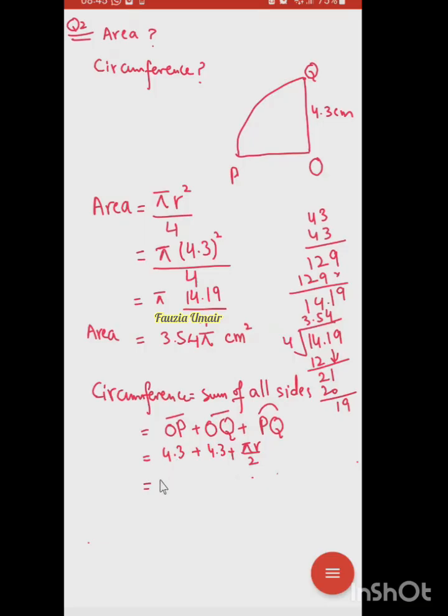4.3 plus 4.3 is 8.6. Now we will just put the values here because we need to add. If we do not put the value of pi, we cannot add these two numbers, right? Because pi will make this 8.6 an unlike term. Okay? In addition, we can only add the terms if they are like terms. So if I do not put the value of pi here, I cannot add pi into 4.3. So I need to use pi as well. It's like 3.14 multiplied by 4.3 divided by 2.